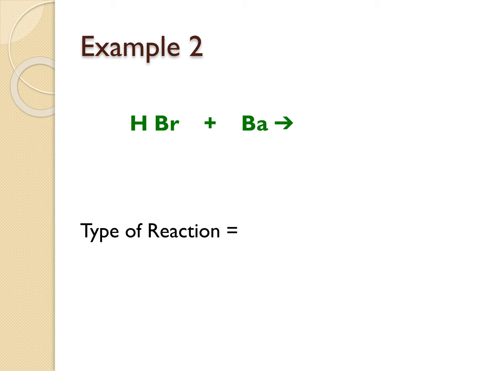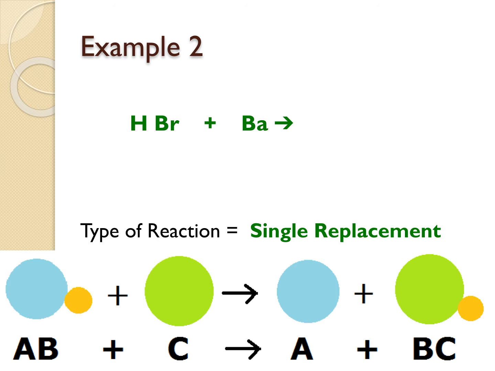Let's look at the other part of our reactants. It is barium. It's not bonded to anything. It's all alone. So this is going to be a single replacement reaction, because barium doesn't have anything else to replace. Next, let's assign our charges. Hydrogen, alkali metal, is going to be a +1. Bromine, in our halogen group, is going to be a -1. And lastly, barium, in our alkaline earth metals, is going to be a +2.